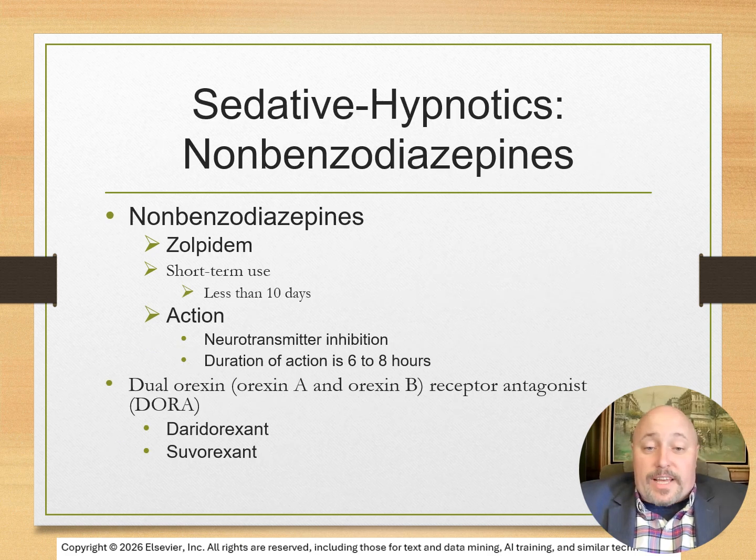When discussing sedative hypnotics, these non-benzodiazepines, zolpidem's one you've no doubt heard of, especially by its trade name Ambien. This is for short-term use only, less than 10 days. It works as a neurotransmitter inhibitor and has a duration of action of 6 to 8 hours. It also comes with a very real adverse effect and danger of sleepwalking.